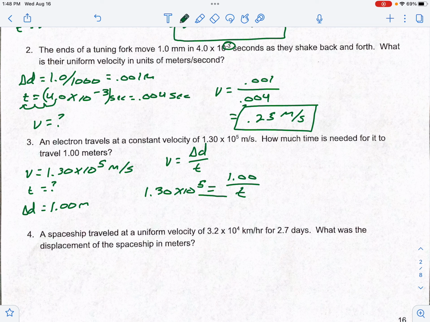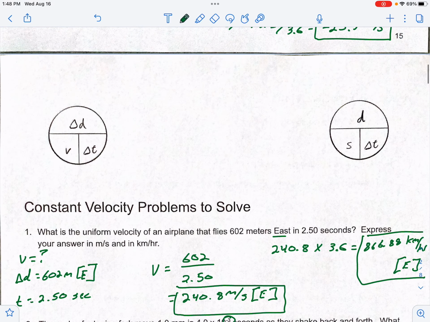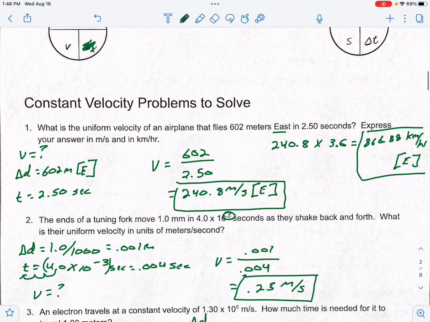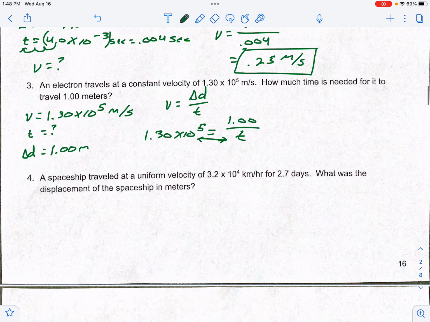One, you can look at this trick. Anytime you're looking for a variable on bottom, you can just switch those two, or just go back up to your circle on the top. If I'm looking for t, I would cover up t. That means it's displacement divided by velocity. So either way, whatever works for you, you can use a switch trick, or you can use that nice little circle model up at the top. So regardless, it's going to be 1 divided by 1.30 times 10 to the 5th. When we put that in the calculator, we're going to get 7.69 times 10 to the negative 6 seconds.